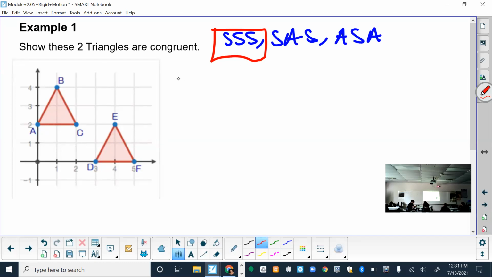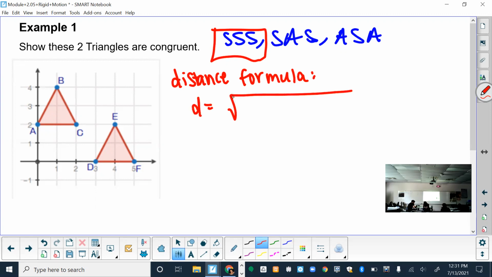All right, I was trying to give it to you there. We're going to use the distance formula. All right, so let me just remind you what that looks like. The distance formula has a square root of x2 minus x1 in parentheses squared plus y2 minus y1 in parentheses squared.